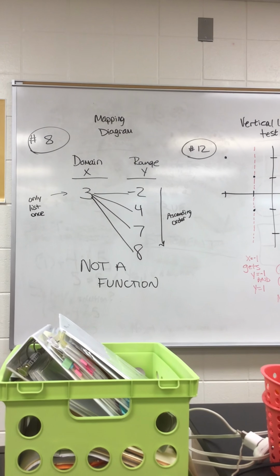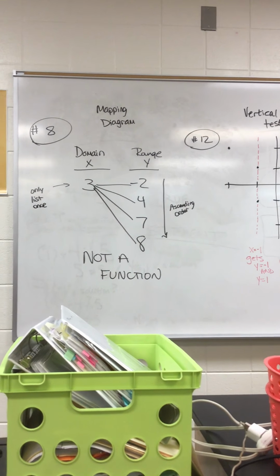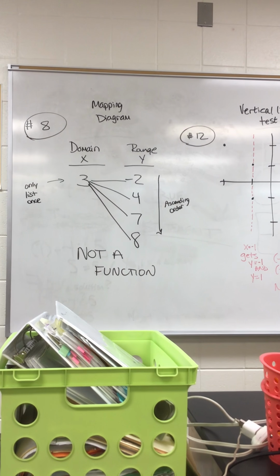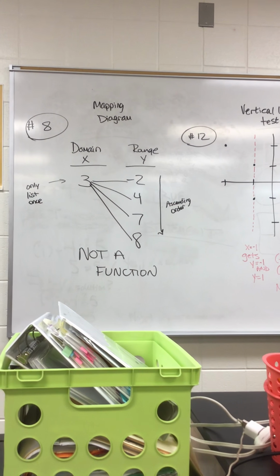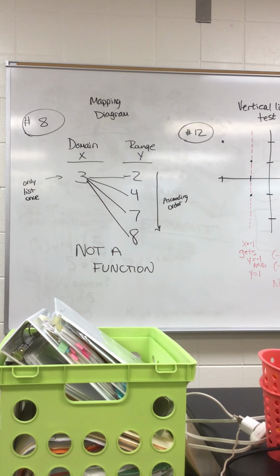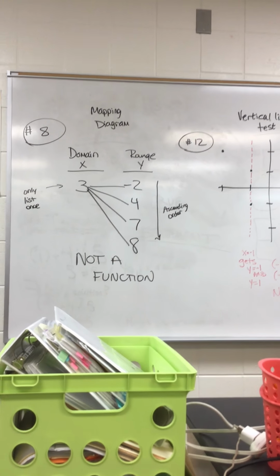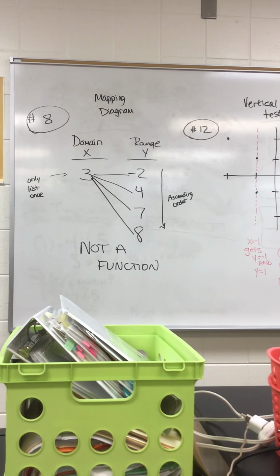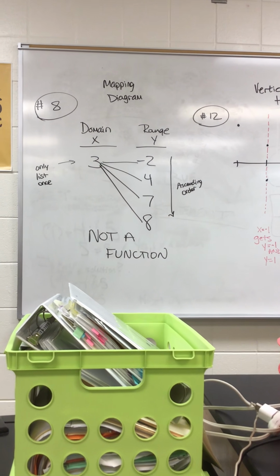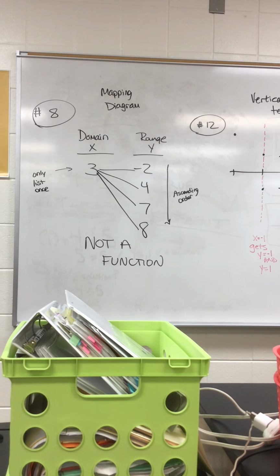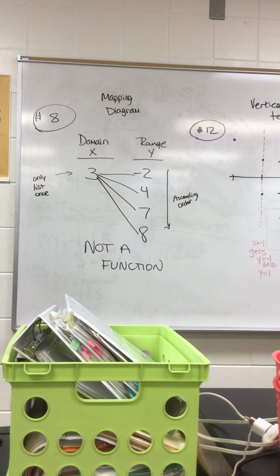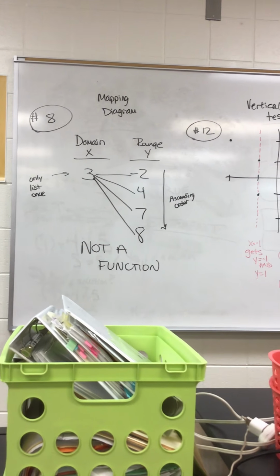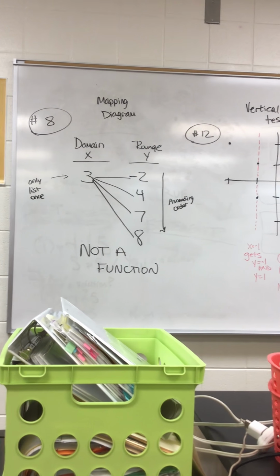This is section 4.6, where we are working on our functions and relations. I just wanted to give you a few hints for tonight's homework, where we're talking about a mapping diagram. Basically, X is our domain and Y is our range. We can use mapping diagrams to tell us if a given relation is a function. We put domain on the left and range on the right. Remember, domain is X and range is Y.